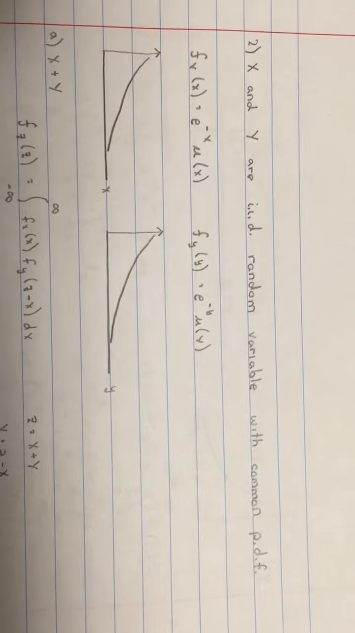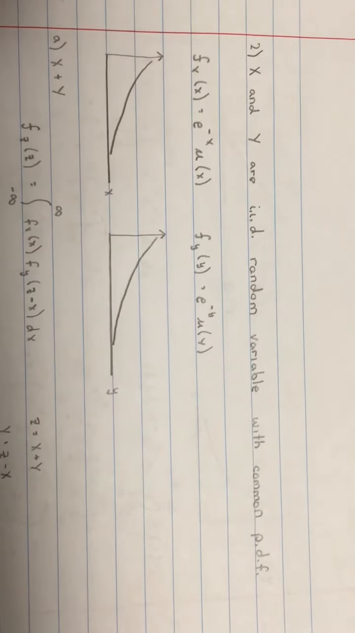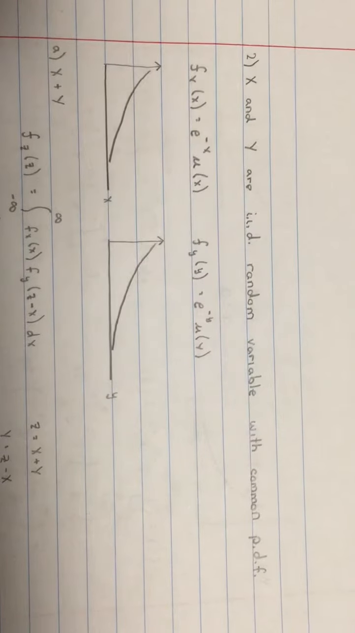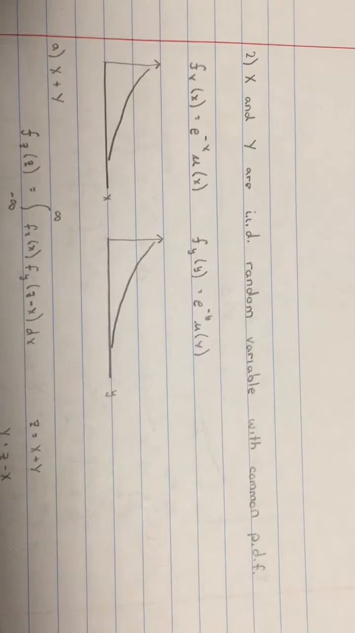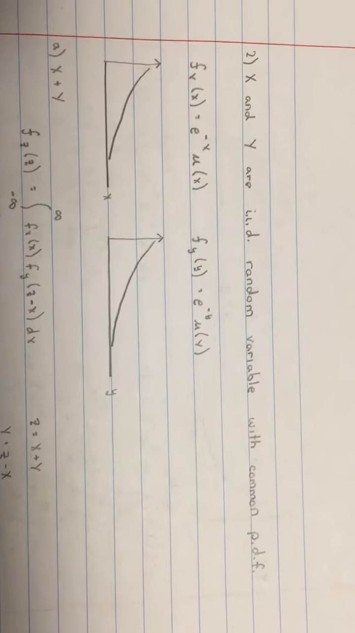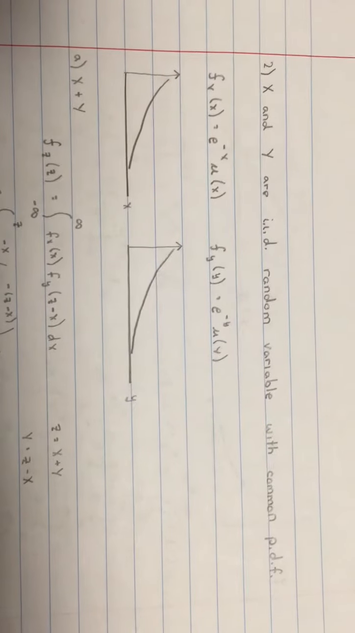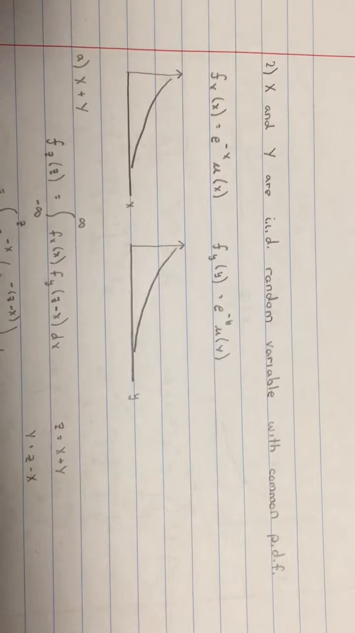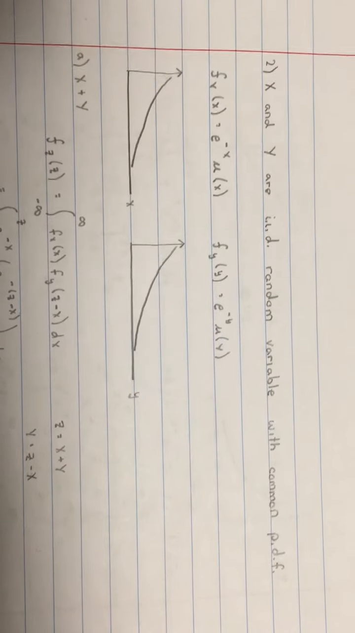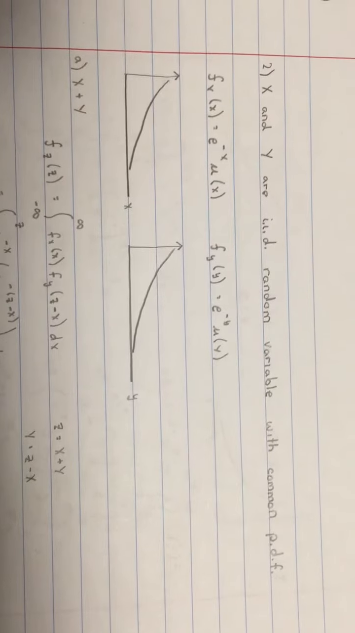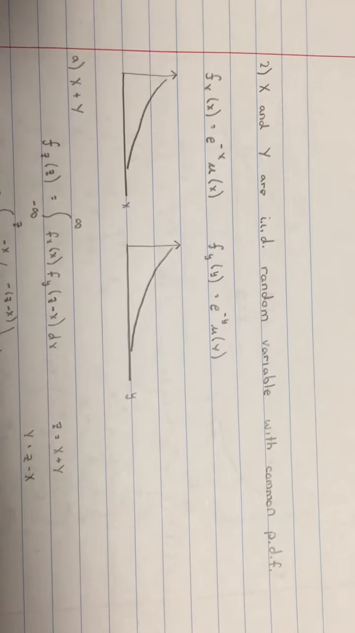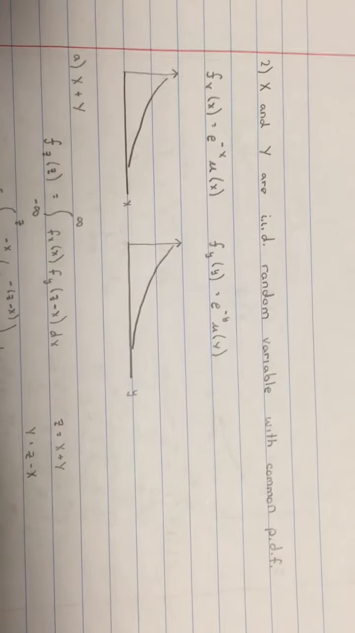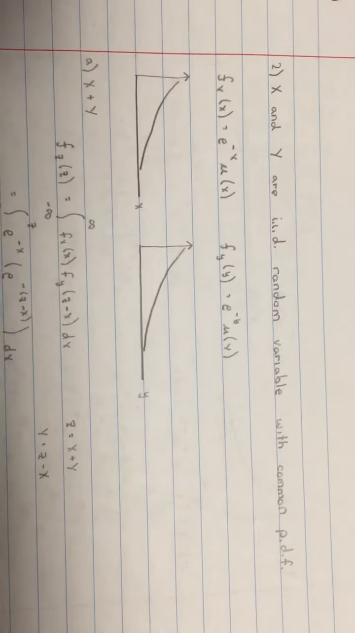Okay, so this is homework 6, problem 2. We're given that x and y are two independent and identically distributed random variables with a common PDF. As we can see, the marginal density function of x and the marginal density function of y are both exponential density functions, and they're both multiplied by the unit step function, so they're all positive.